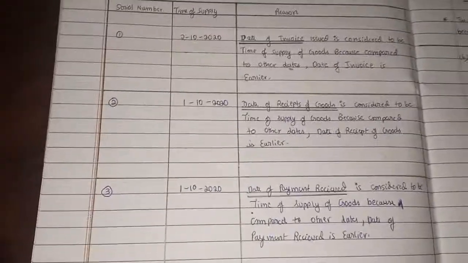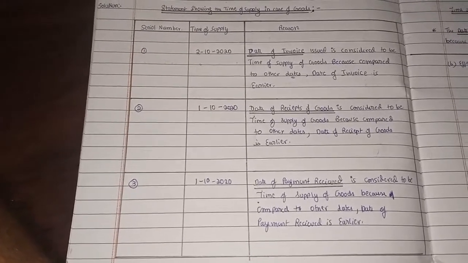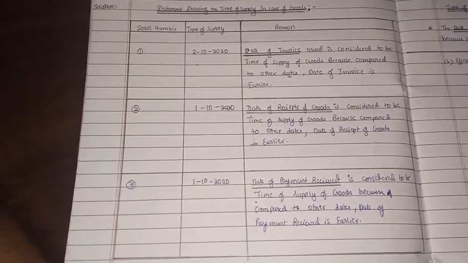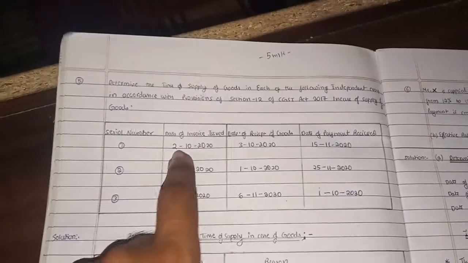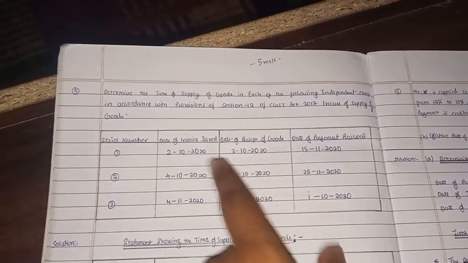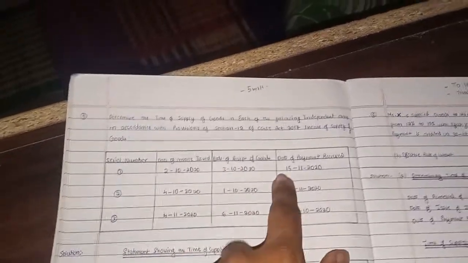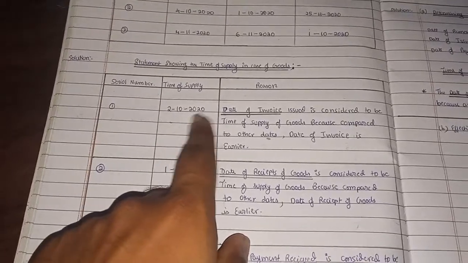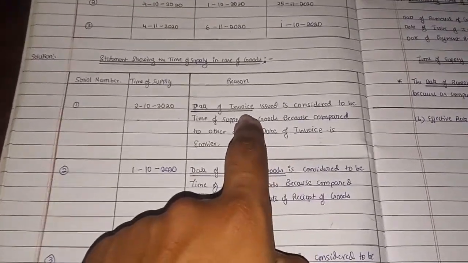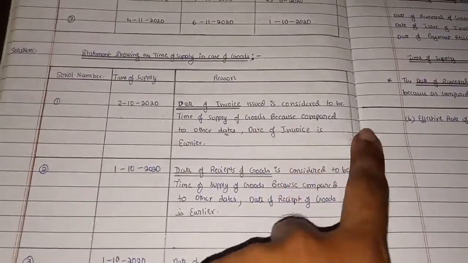Serial number 1, in the first row, 2/10/2020 is the time of supply, because when I compare these three dates in the first row, I easily came to know that 2 is the smallest or earliest, then 3 or 15. Okay, here 2 is the earliest, so I have written like this: 2/10/2020, date of invoice issued is considered to be the time of supply of goods because compared to other dates, date of invoice is earliest.